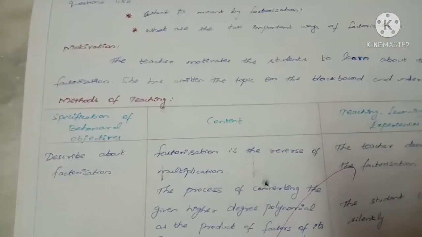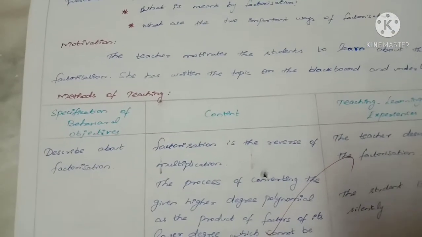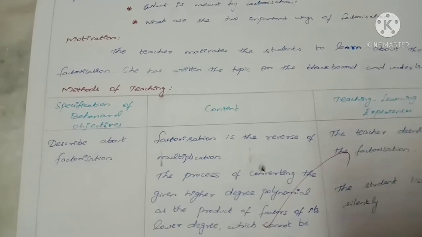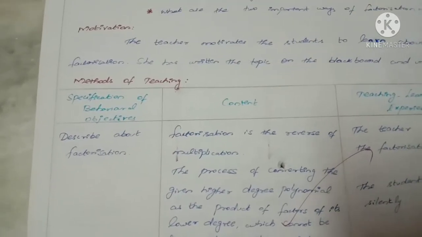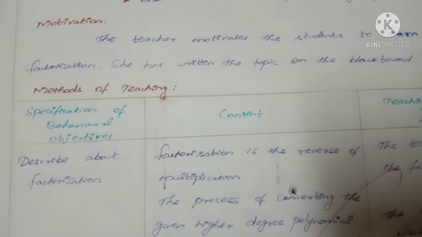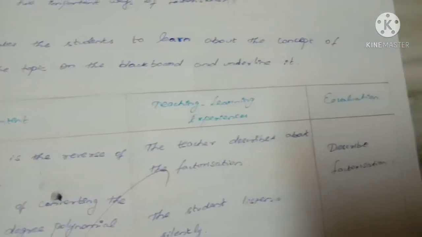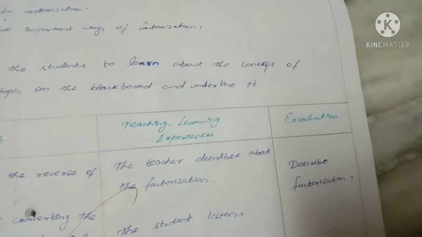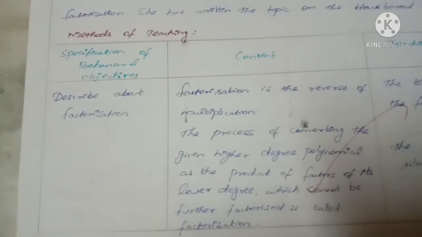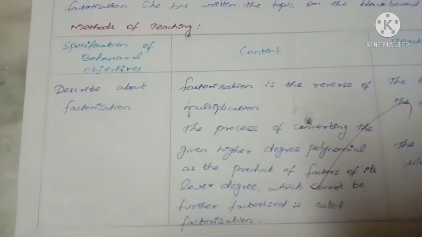Next, methods of teaching. We have to make four partitions: specification of behavioral objectives, content, teaching learning experience, evaluation. In the first row, first box: describe about factorization.